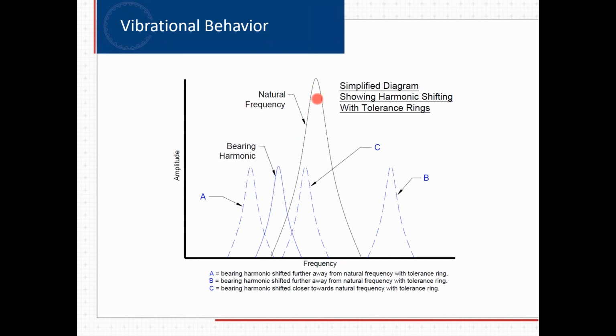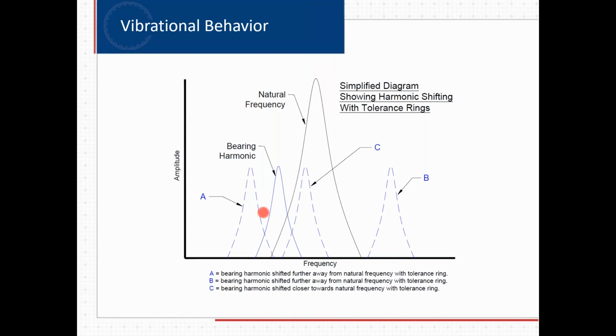So if the natural frequency of your system falls right about here, and your bearing harmonics are here, you've got an overlap of the bearing harmonics with the natural frequency of the system, which will give you a little bit of noise because you get wave addition going on where they overlap. So if you put a tolerance ring in place, and it moves the bearing harmonics over here to A, which is farther away than the natural frequency of the system, you'll get less noise and vibration. Hey, that's what you want.